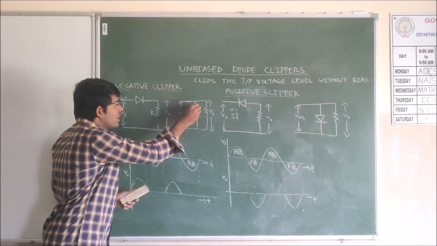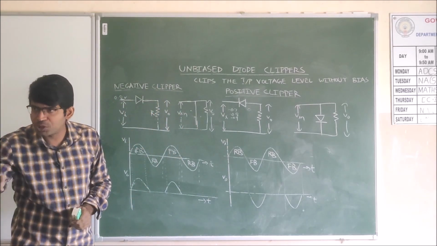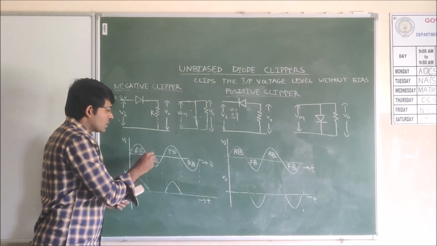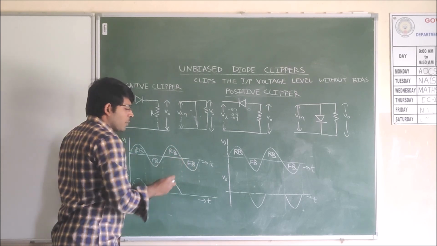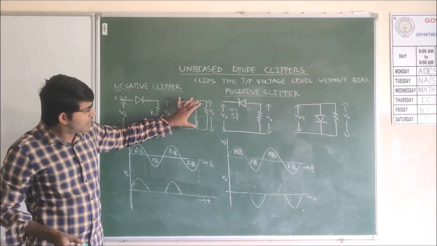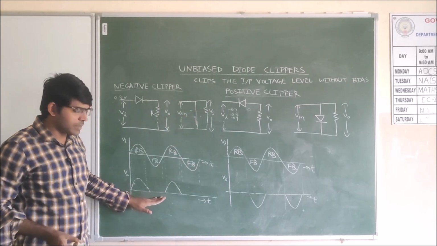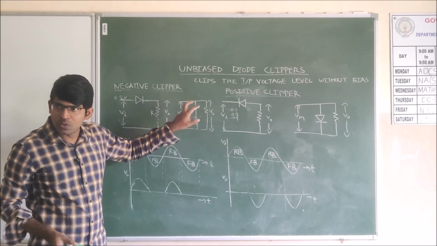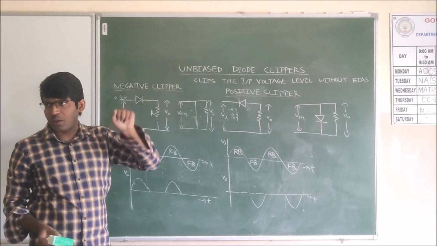During the negative half cycle, the diode is short circuited. The diode becomes a closed switch. So during the negative half cycle, it is forward biased. It is reverse biased in the positive half cycle and forward biased in the negative half cycle. Because it is short circuited, the entire voltage will be grounded and there will be no voltage across the resistor. This is the unbiased diode shunt negative clipper.